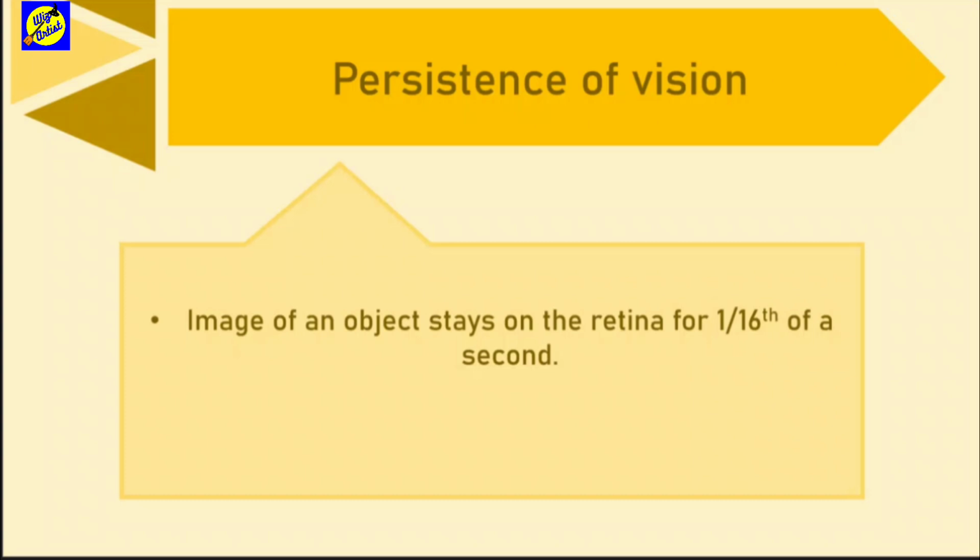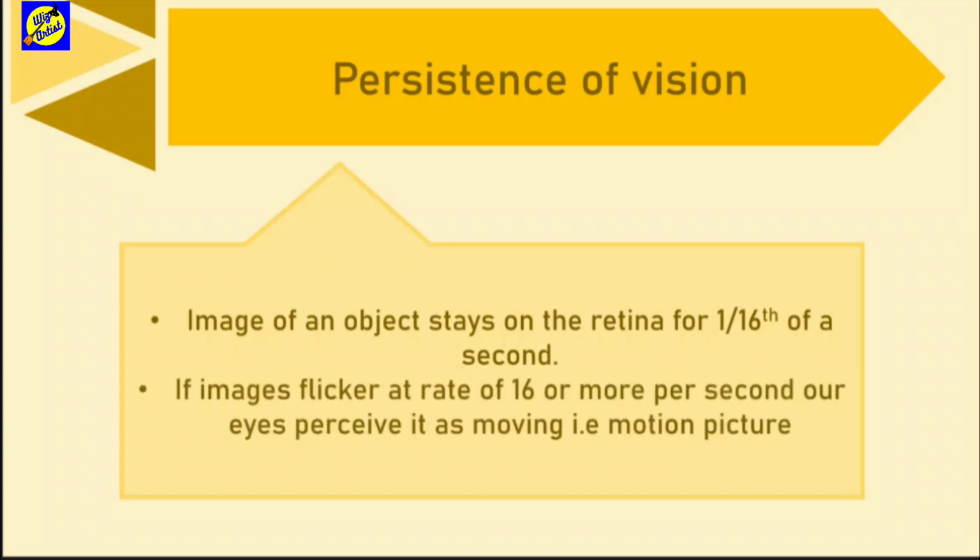So we can conclude from this that if images flicker at a rate of 16 or more per second, that is, in 1 second, if more than 16 images are put in front of our eyes one after the other, our eyes will perceive it as moving. That's exactly what happens in motion pictures or movies, which usually have 30 or 60 images constantly flickering in front of our eyes in 1 second. Because of this persistence of vision, our eyes will not be able to detect these continuous 30 to 60 images individually, but instead detect it as motion. So, movies and flip books are examples of this concept.